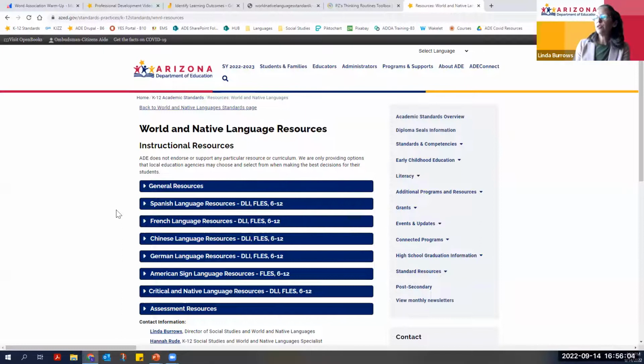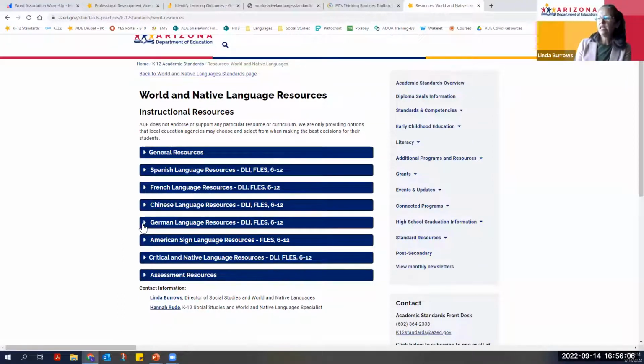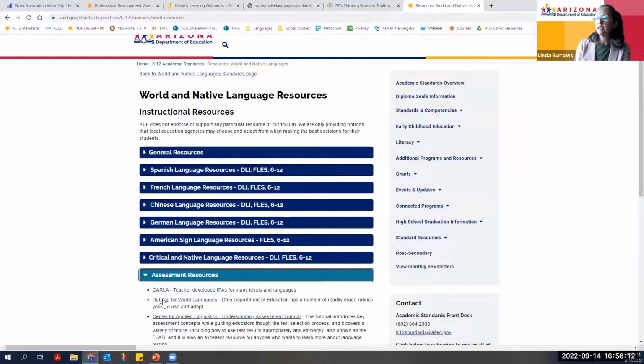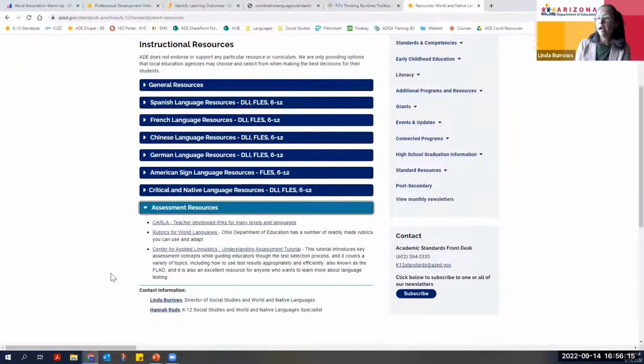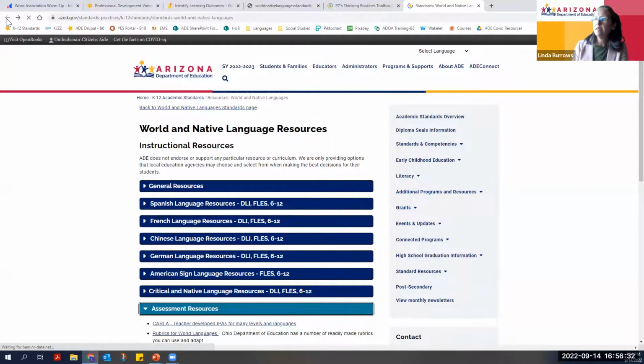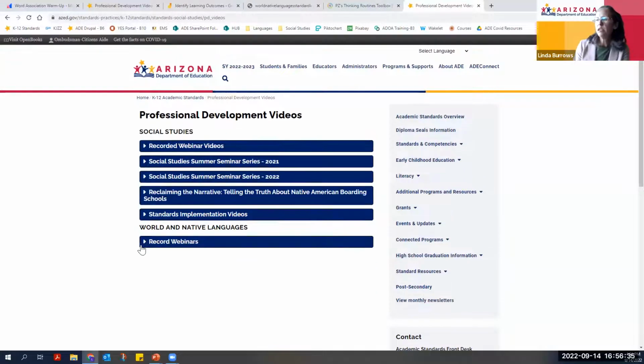We also have here classroom resources that we are slowly beefing up. We've got general resources. We try to put Spanish, French, Chinese, German, ASL, some of our critical and native languages, and some assessment resources. So this is where you can find already the CARLA IPAs that we talked about earlier, all those rubrics, we already have them linked on here. And then the Center for Applied Linguistics, CAL, has a really great understanding assessments tutorial here. We have these that we've been beefing up on our website. We also have our videos here that you can come and look at. Some of our videos we'll be putting out here, as well as I will be adding the slide deck to it for you all.